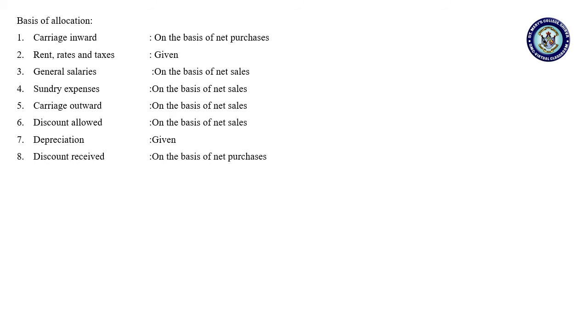Next, carriage outward. Carriage outward is connected with sales. It covers the freight and transportation expenses incurred for moving, transferring or selling the goods. So it is on the basis of net sales.